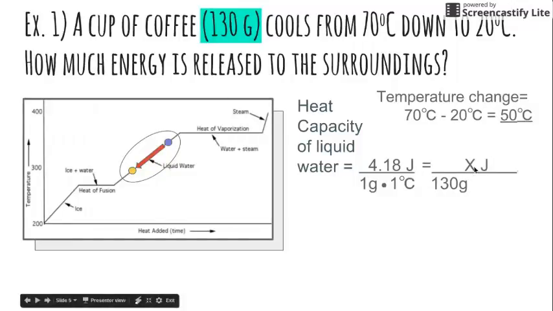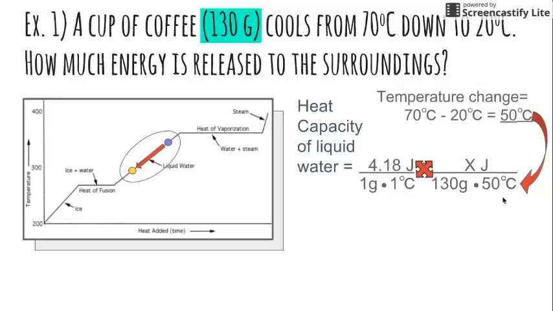We want to know how much energy it would take now, instead of just 1 gram, to change 130, and not only by 1 degree Celsius, but by 50 degrees. So you set up the proportion problem so that you can solve it by cross multiplication. You'll see here we're going to cross multiply 4.18 joules times 130 grams times 50 degrees Celsius.